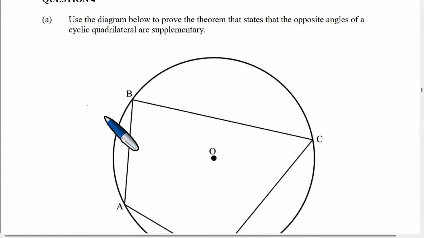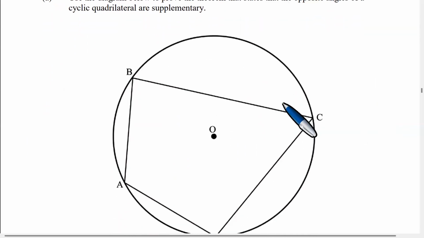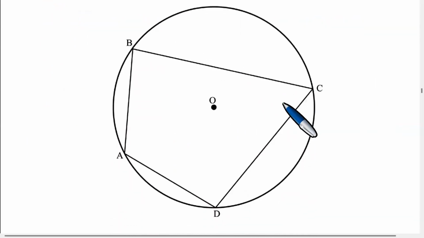The next question is this one here. This one is about circle geometry. Use the diagram below to prove the theorem that states that the opposite angles of a cyclic quadrilateral are supplementary. Here's the diagram. Right, so we can perform some construction here, like so.